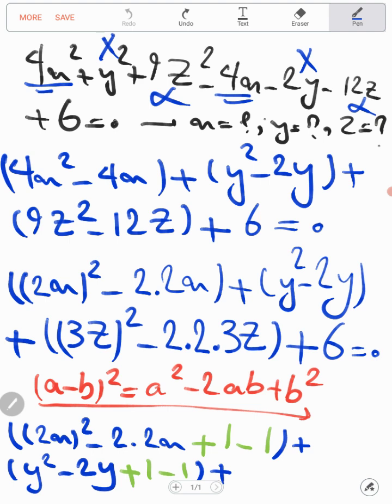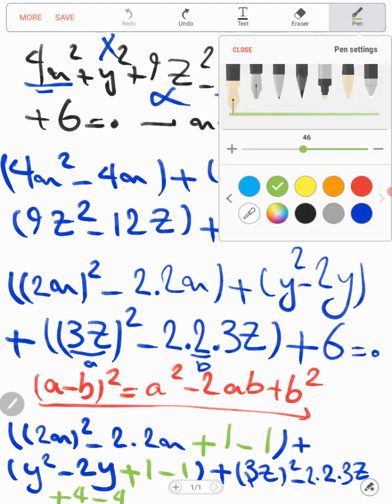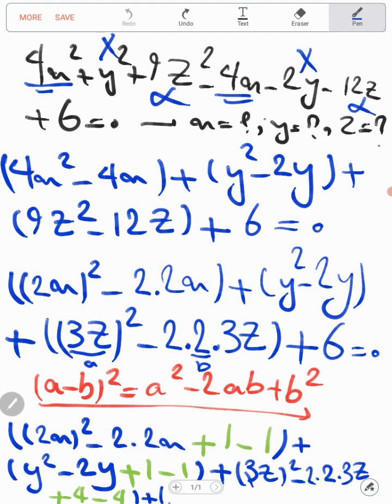And for the last parenthesis, I think it's better, because of the terms, to add, because if it's a and it's b, because of this we can add plus 4 minus 4, okay, plus 6 is equal to 0.